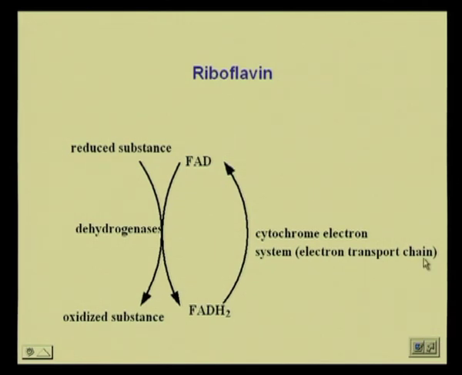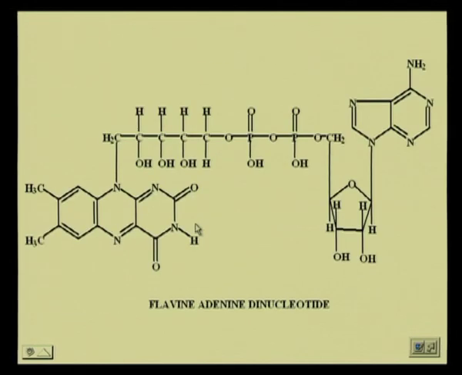We will probably not go into very much detail of the electron transport chain, but you have to recognize that any of these dehydrogenases, if you are taking a substance that has to release its hydrogens, the hydrogens have to go somewhere. Okay. So, some moiety has to take up the hydrogens. It is this FAD that does that. It takes up the hydrogens.